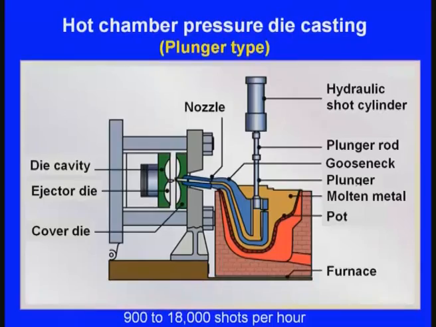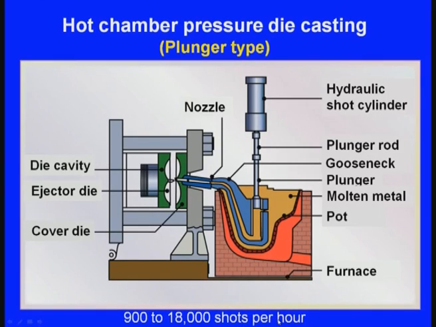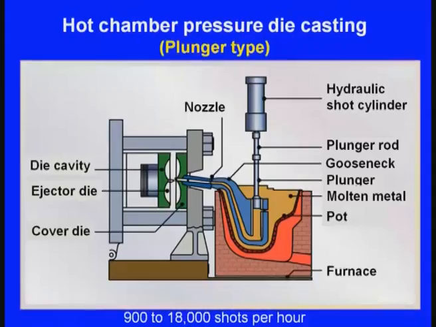So, the benefit is the rate of production will be very fast. What is the speed? You can see here 900 to 18,000 shots per hour. In 1 hour, we can produce 900 to 18,000 castings. What a great speed it is. If it is sand casting, in 1 hour, we can produce one casting. But here, in 1 hour, we can produce 900 to 18,000 castings. So, that is the great benefit of the hot chamber pressure die casting process.